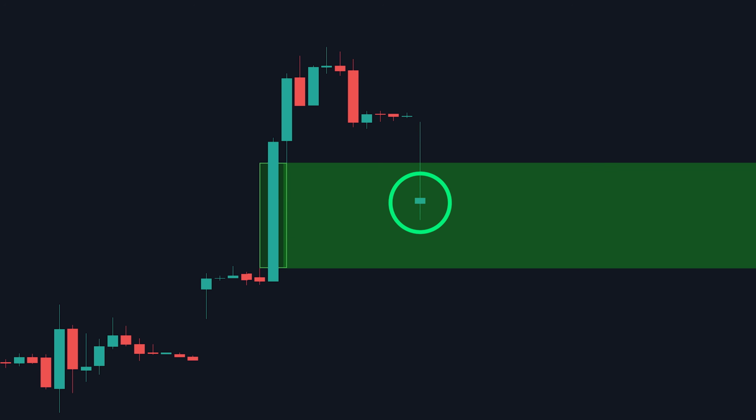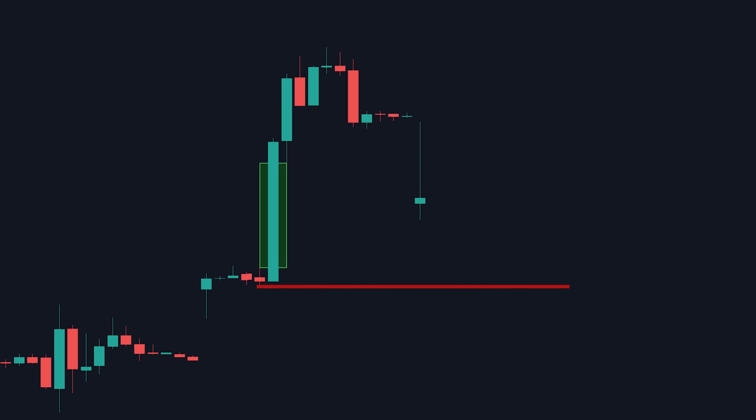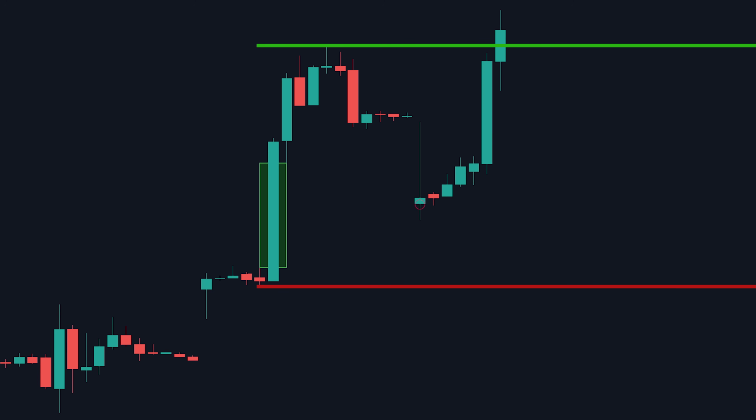So what you would do is wait for price to come back to this area, enter when it does, set your stop loss at the swing low, and set your take profit mark at the recent high. And look what happens, it was a winning trade. And you can see it retraced right exactly at the fair value gap.